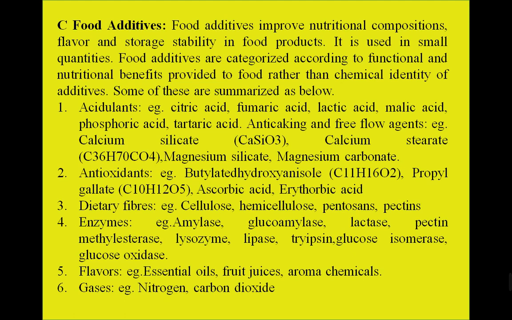So, food additives. Food additives improve nutritional composition, flavor, and storage stability in food products. They are used in small quantities. Food additives are categorized according to the functional and nutritional benefits provided to food rather than the chemical identity of the additives. Some of these are summarized as below. Acidulants, that is citric acid, fumaric acid, lactic acid, malic acid, phosphoric acid, tartaric acid. Anti-caking and free flow agents, for example calcium silicate, calcium stearate, magnesium silicate, and magnesium carbonate.